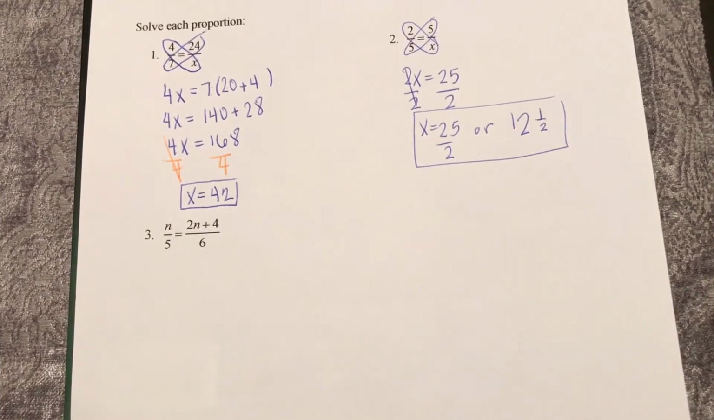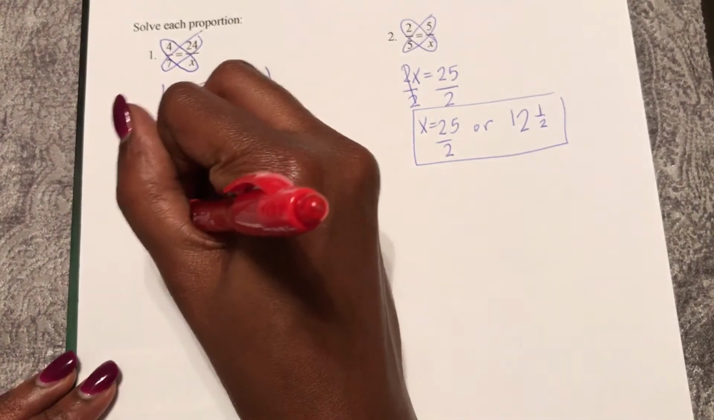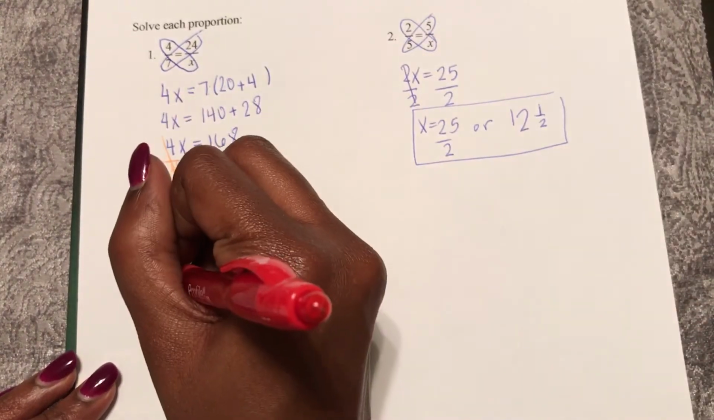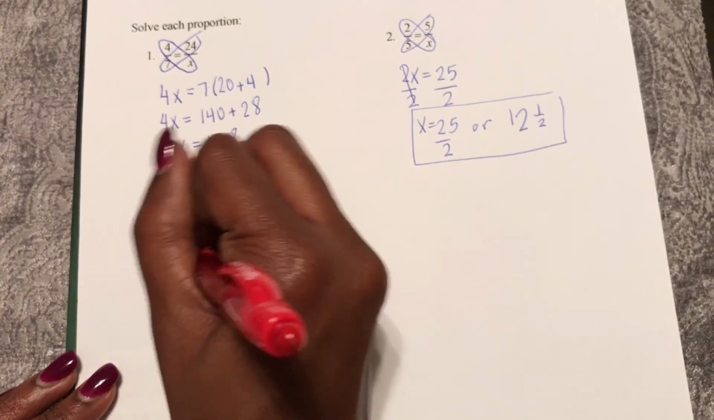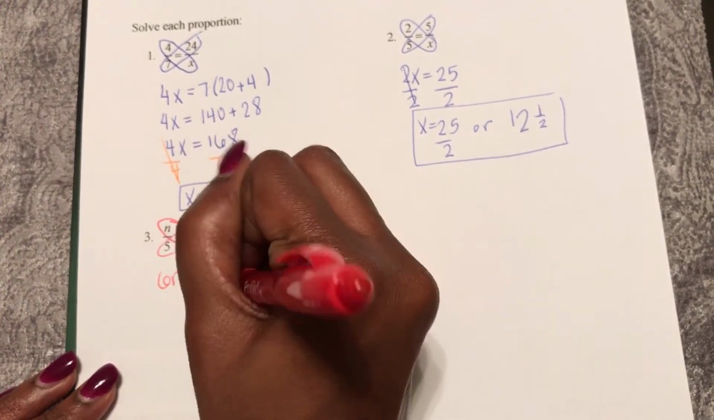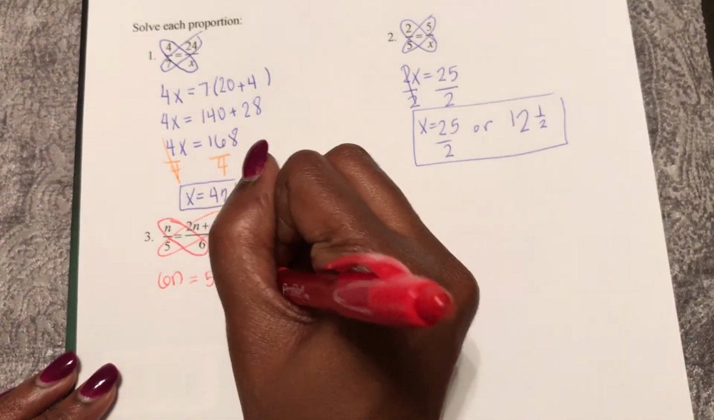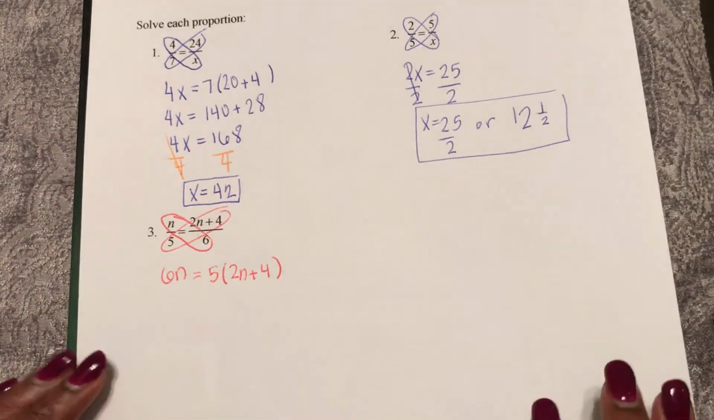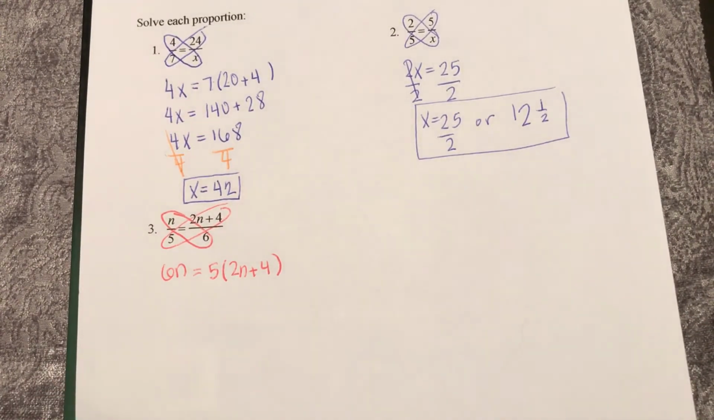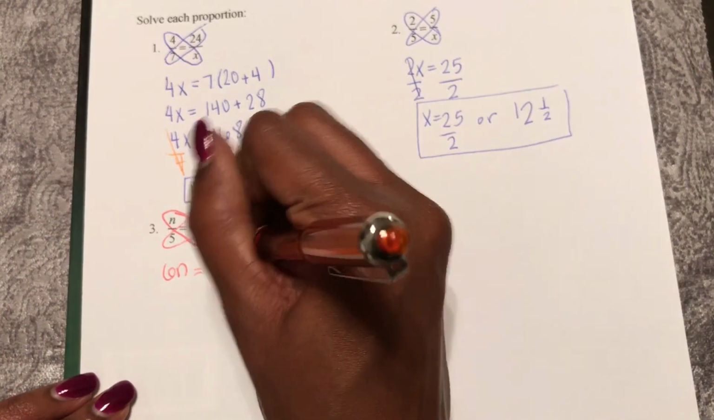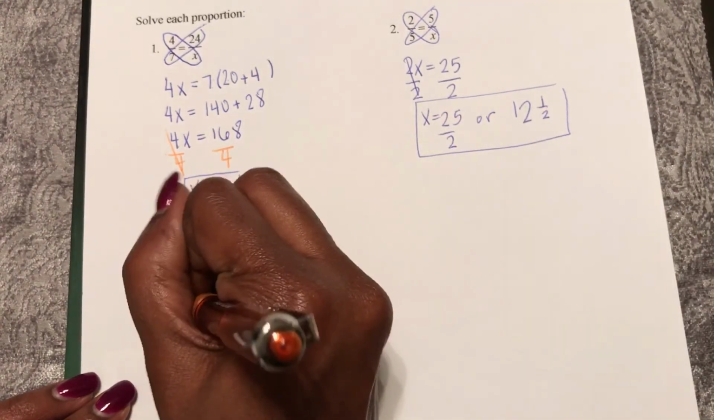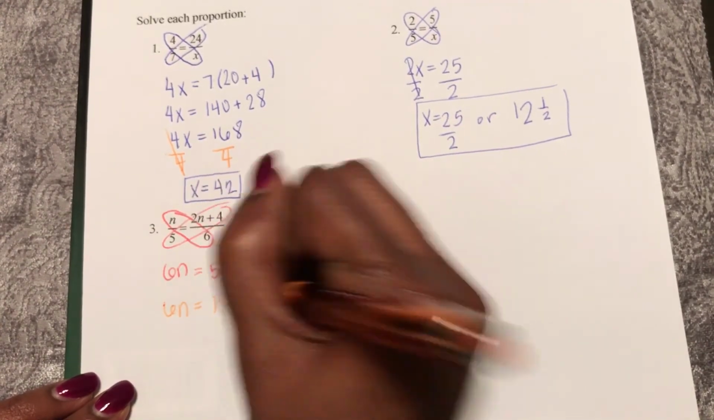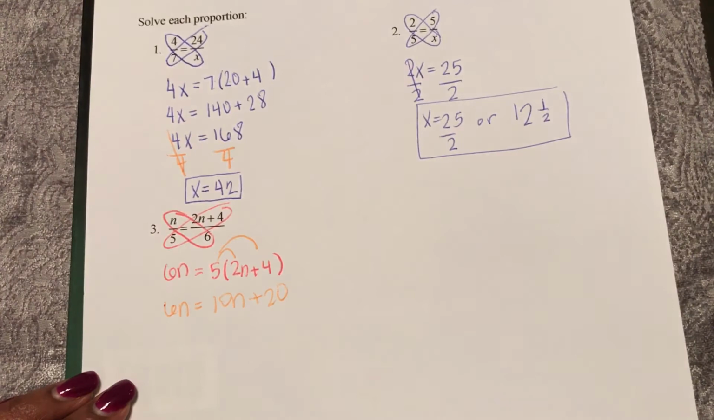Number 3 is a little bit of a special case because it creates the distributive property when you cross multiply. So n times 6 is 6n, but notice when I multiply this way, that 5 has to be multiplied by the entire quantity on that numerator. We can put parentheses around it so we remember to apply the distributive property. Now I can distribute that 5. 6n equals 10n plus 20.